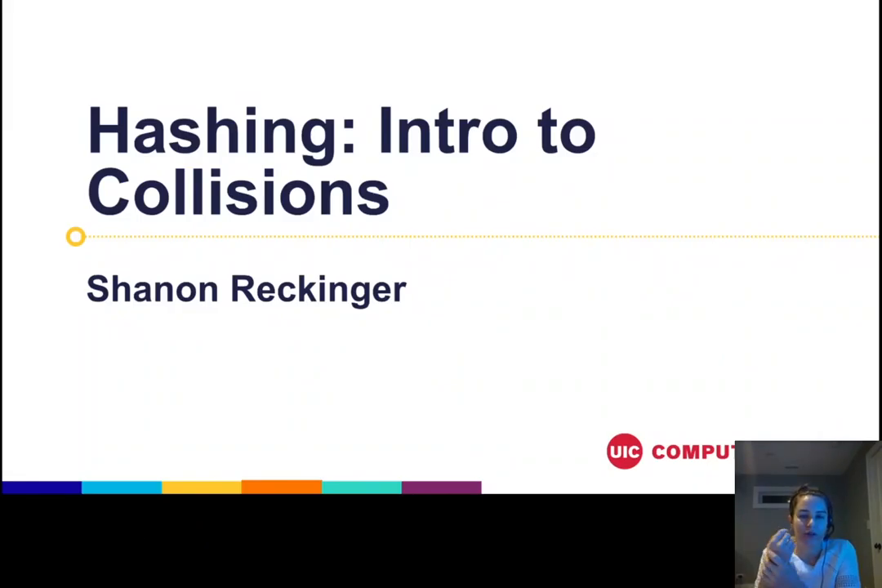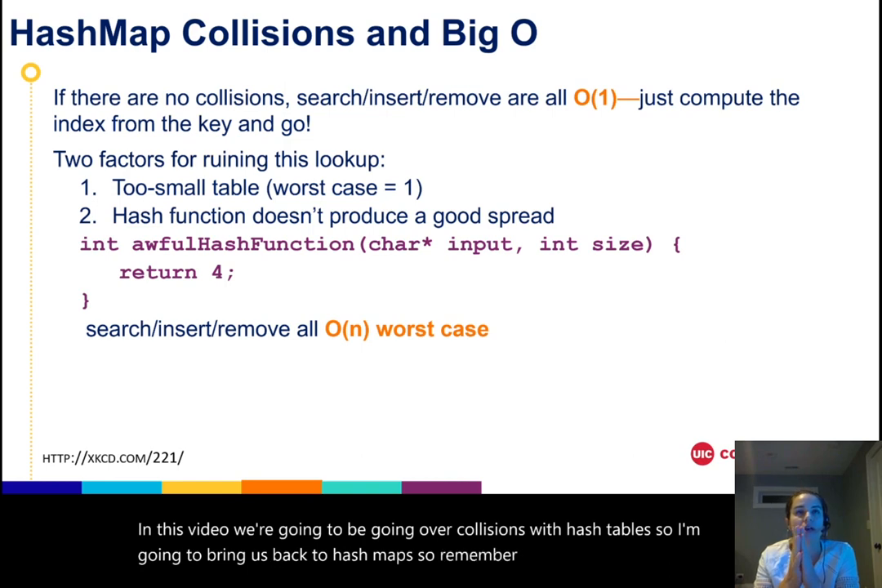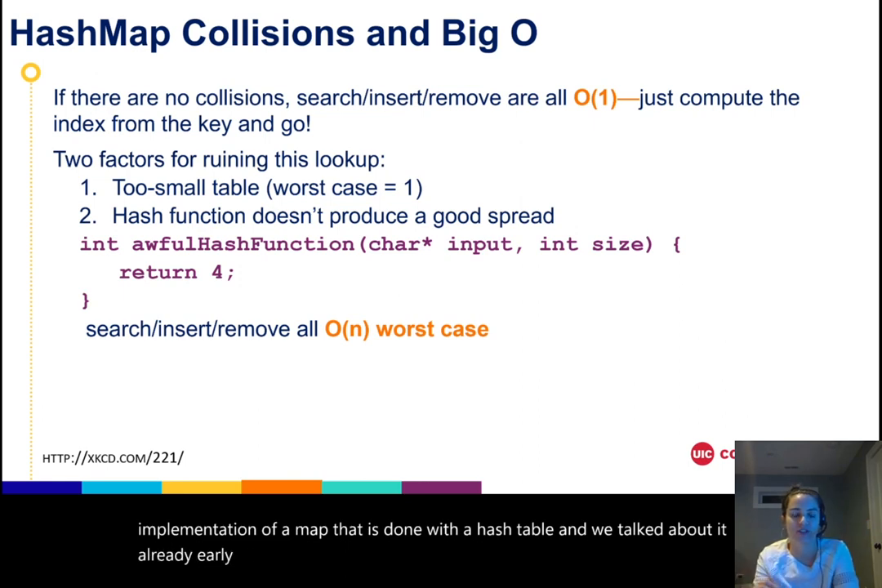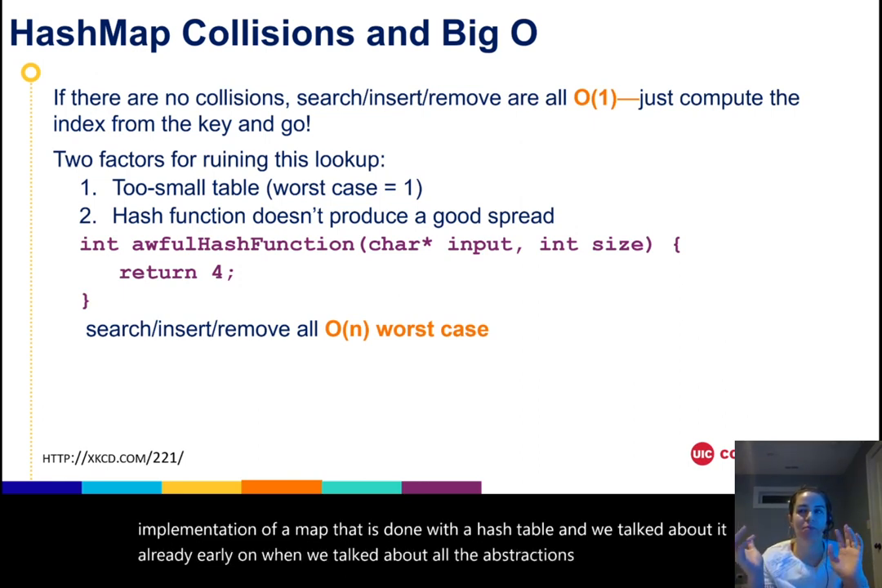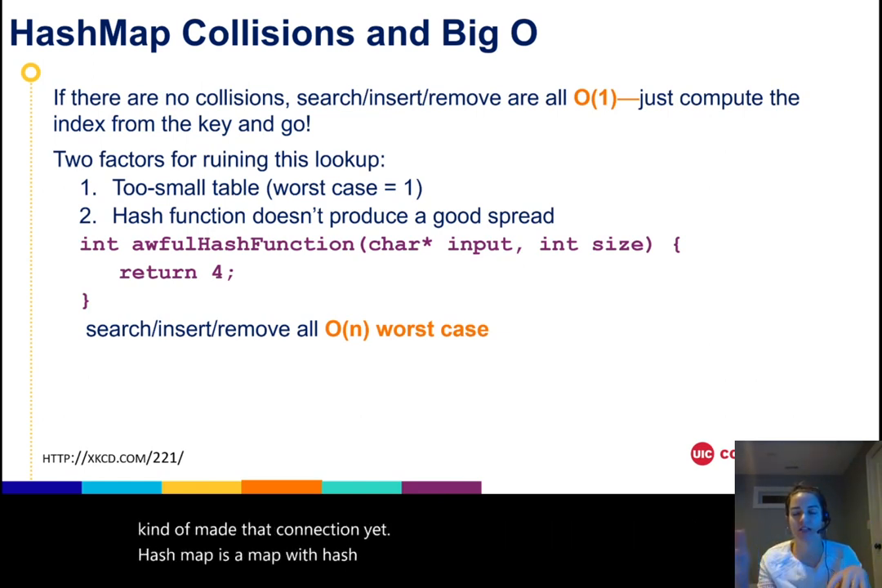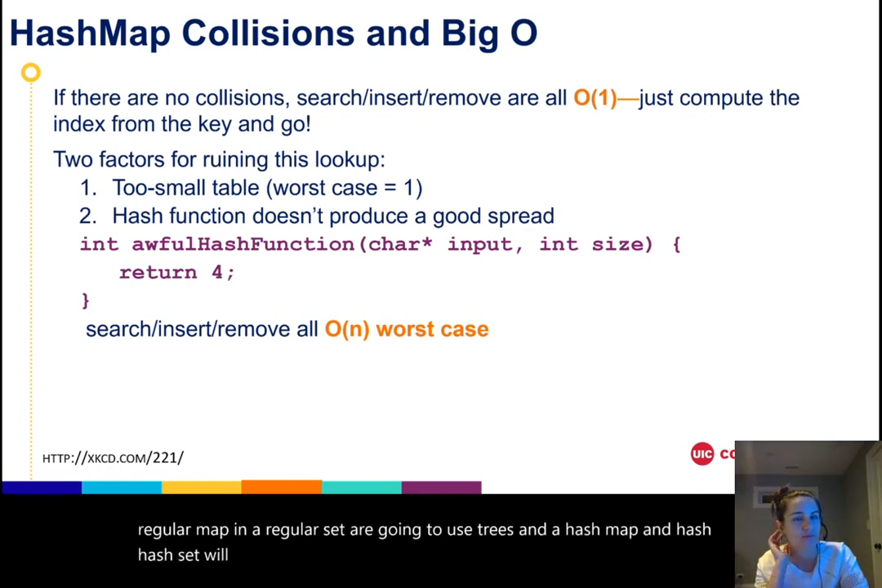In this video, we're going to be going over collisions with hash tables. So I want to bring us back to hash maps. Remember, a hash map is an implementation of a map that is done with a hash table. We talked about it early on when we talked about all the abstractions. So if you haven't made that connection yet, a hash map is a map with a hash table. A hash set is a set with a hash table. A regular map and a regular set are going to use trees, and a hash map and hash set will use a hash table.